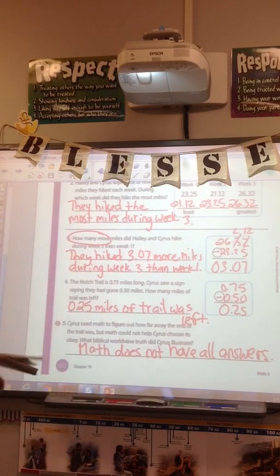And of course, again, Cyrus used math to figure out how far away the end of the trail was, but math could not help Cyrus choose to obey. What biblical worldview truth did Cyrus illustrate? Math does not have all the answers. Math can't teach us how to obey. We obey out of the love of our heart for whoever it is that we are being obedient to.